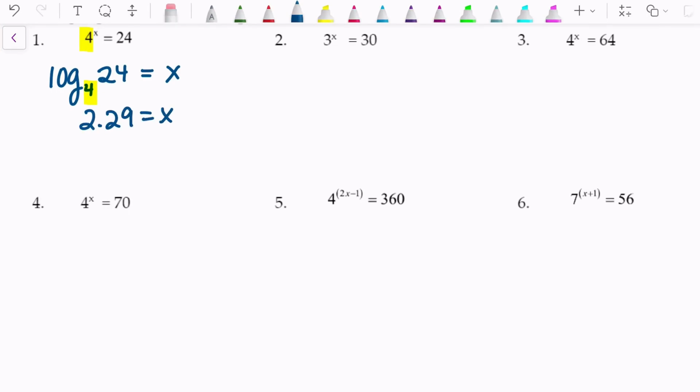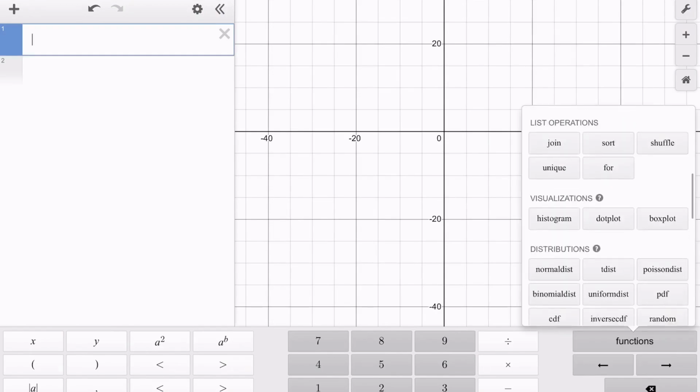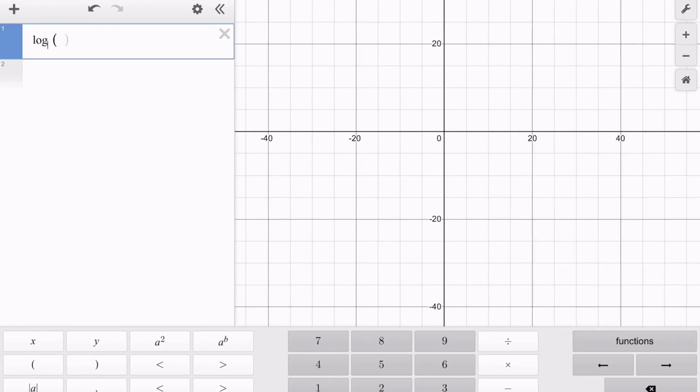All right, number 2, same thing. I'm going to write it in log form, so log base 3 of 30 is equal to x. And so the base is the base of the log, and this is how we set it up. It's always equal to what the exponent was. So then we go to the calculator. Again, we do functions, scroll to log base 3 of 30, and we get 3.095. The 5 rounds up to 9, so 3.1.